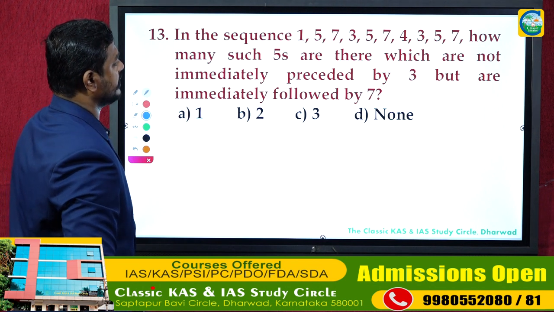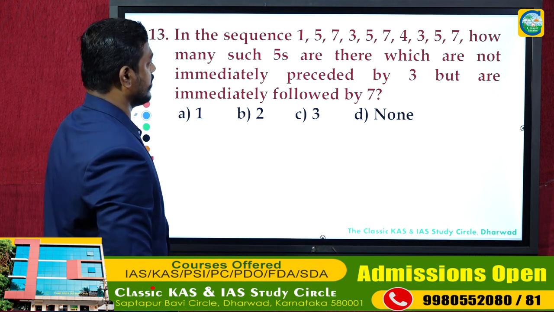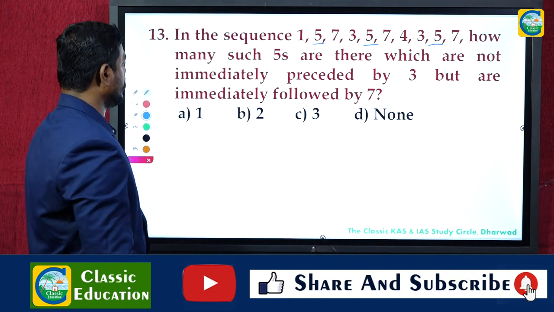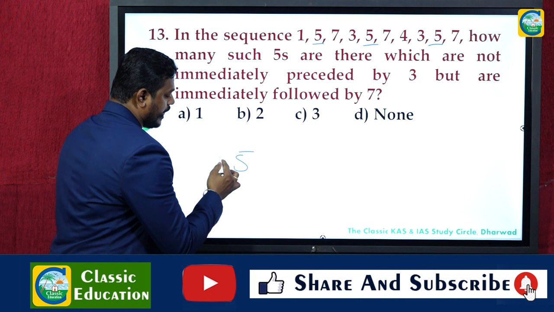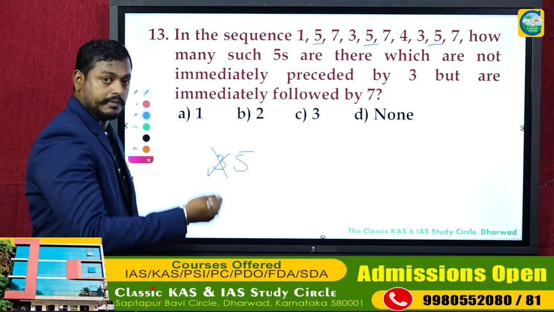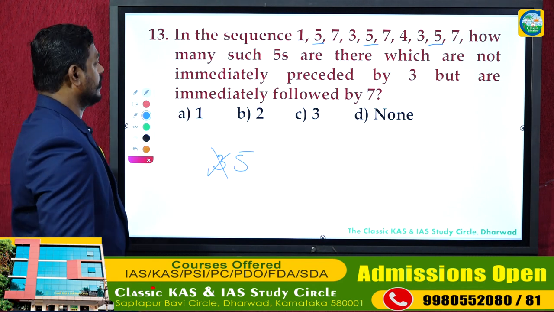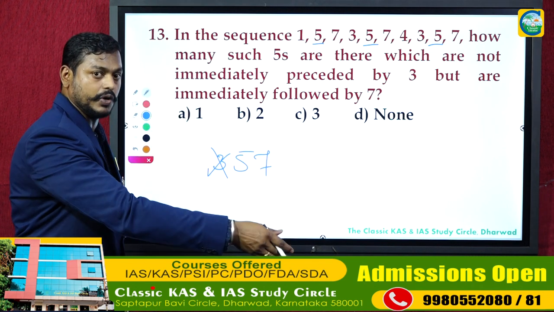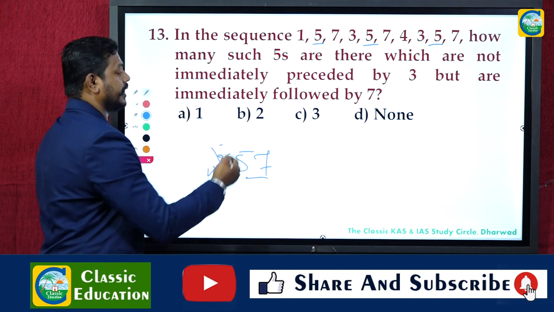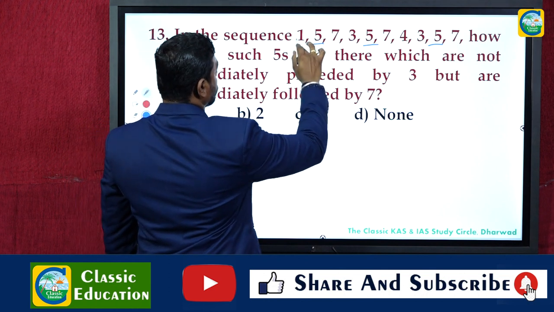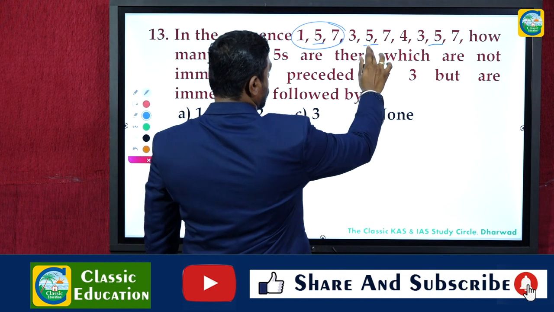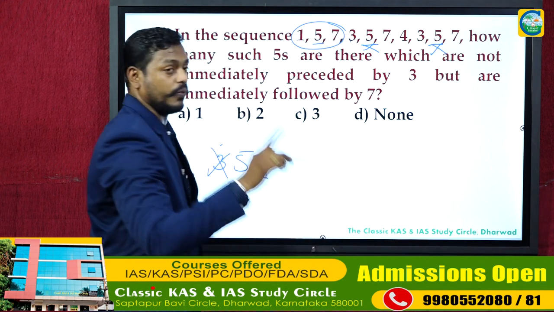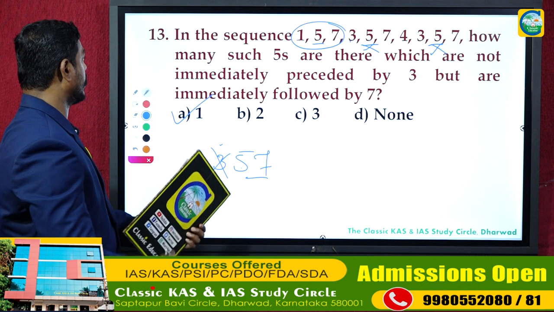In the sequence 157, 357, 457, how many such 5s are there? Now they are asking about the 5s. We mark the 5 here, 1 as well as 2, 3. Are there any which are not immediately preceded by 3, but are immediately followed by 7? Immediately preceded means right behind it, and followed means right after it, which is 7. Let me check here. 5 1 5 7, yes, that is one group. Here it is 5 3, which is preceded by 3, so it is not counted. 7 is there, but it does not come after 3, so this does not count either. So only one pair, that is answer 1. Right, friends? Okay, let me see the next question now.